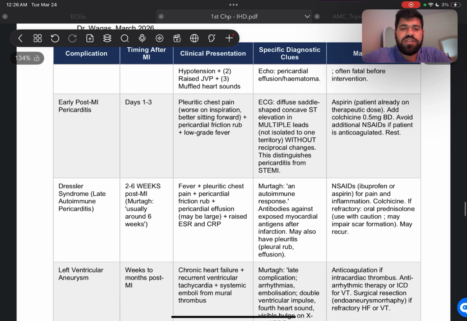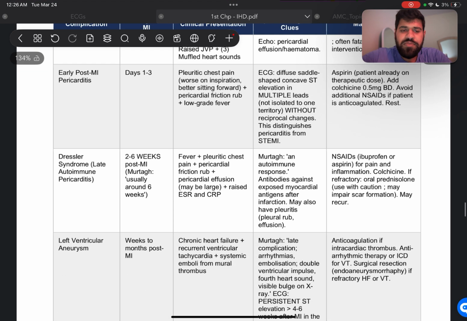Then early post MI pericarditis. So early, it's 1 to 3 days. Dressler syndrome is late autoimmune pericarditis. Remember earlier I said we need to differentiate between early pericarditis and then late autoimmune pericarditis. So both of them are pericarditis, but one of them is autoimmune mediated, which happens later on, because as you can guess, autoimmune functions are going to take longer to come into play, whereas early post-MI pericarditis is going to occur 1 to 3 days.